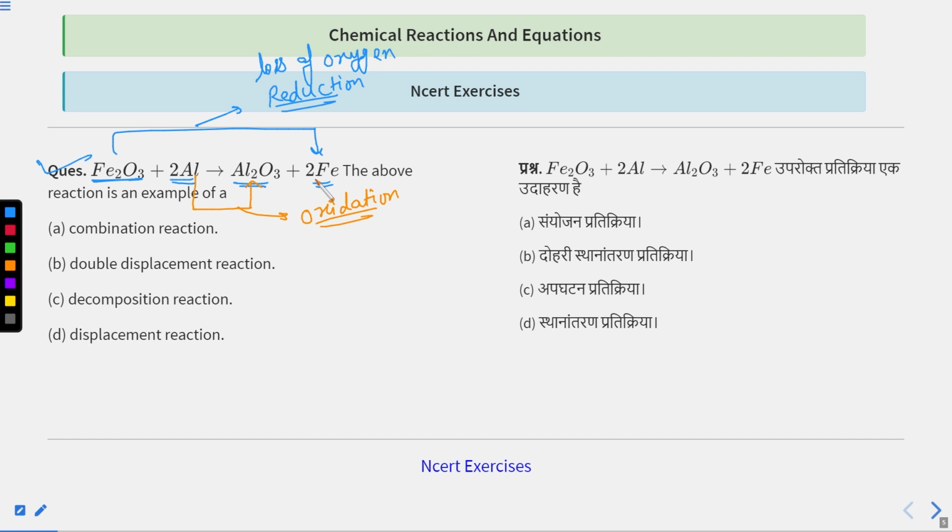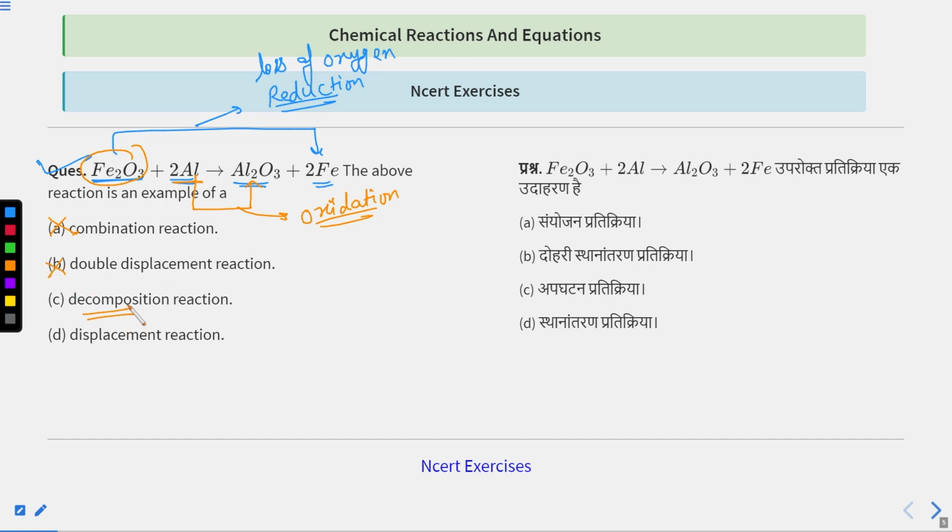In combination reaction, multiple reactants combine to give a single product, but we are getting two products here, so it is not a combination reaction. Double displacement reaction. In double displacement reaction, we have actually two salt solutions or two compounds, or here in the reactant side only one compound and another is a single metal, or single element, you can say. In double displacement reaction, exchange of ions will take place. Okay, so this is not a double displacement reaction.